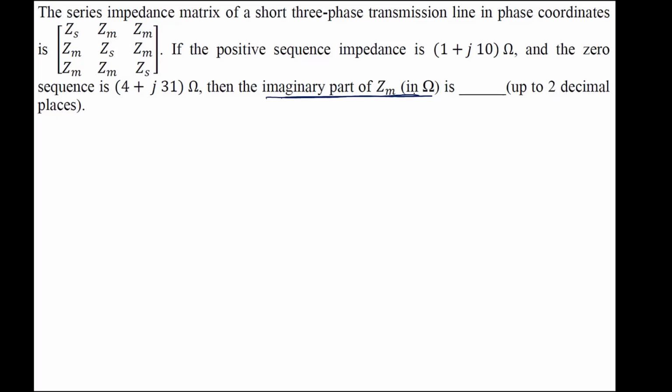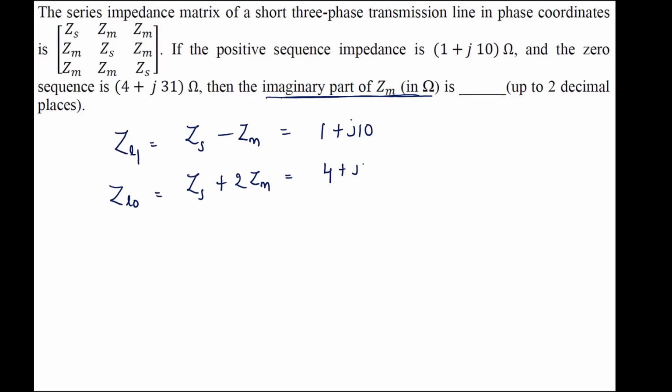What is telling us? The positive sequence impedance ZL1 is equal to Zs minus Zm, whose value is 1 plus J10. The zero sequence impedance ZL0 is equal to Zs plus 2 Zm.